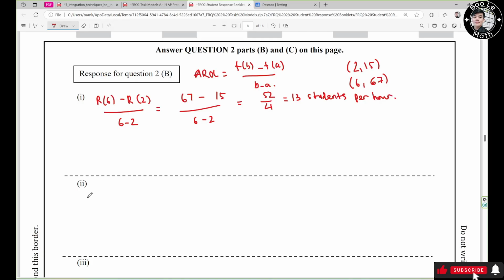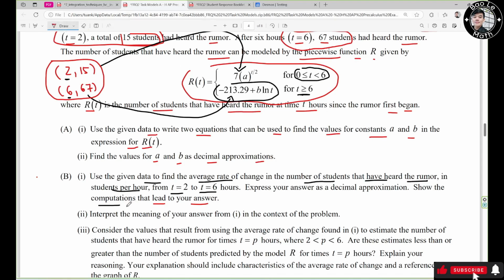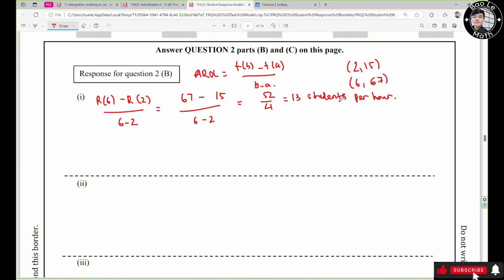Now question B2I. Interpret the meaning of your answer from part 1 in the context of the problem. This means the number of students that heard the rumor is increasing, because this is positive, on average by 13 students per hour from t equals 2 to t equals 6 hours since the rumor began.